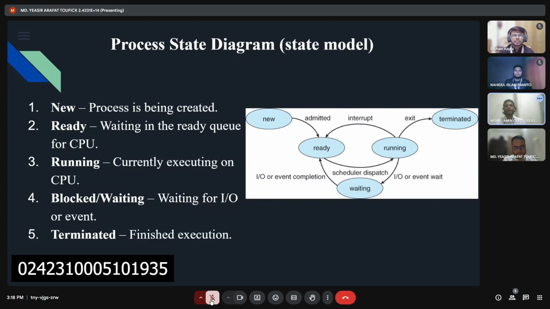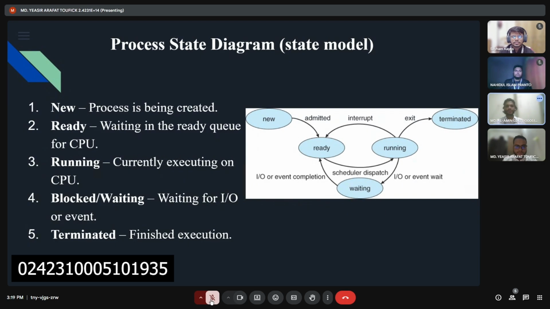We know that the process states we have in an operating system are five states. A process does not stay in one state. It moves through several states during its lifetime. The most common are the five states, starting from new to the terminated state. So at first we have new. It is the starting point, where the process is created and admitted into the system.